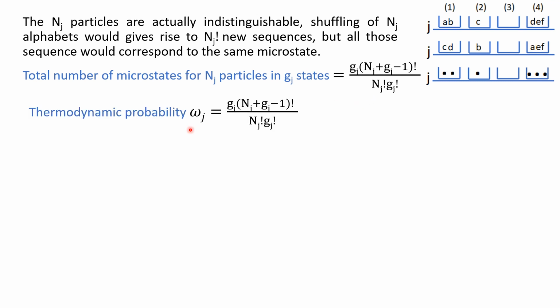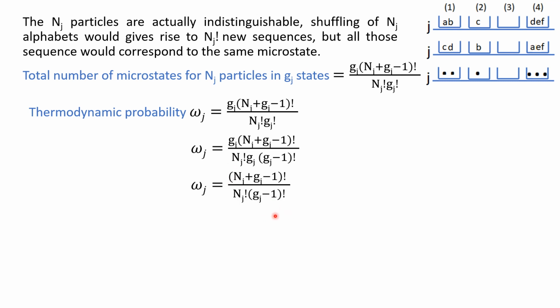This means that the thermodynamic probability is equal to Gj into (Nj plus Gj minus 1) factorial divided by Nj factorial into Gj factorial. We can further simplify this formula by expanding Gj factorial as Gj into (Gj minus 1) factorial. So this Gj can be cancelled with this Gj, and you have this simple formula.